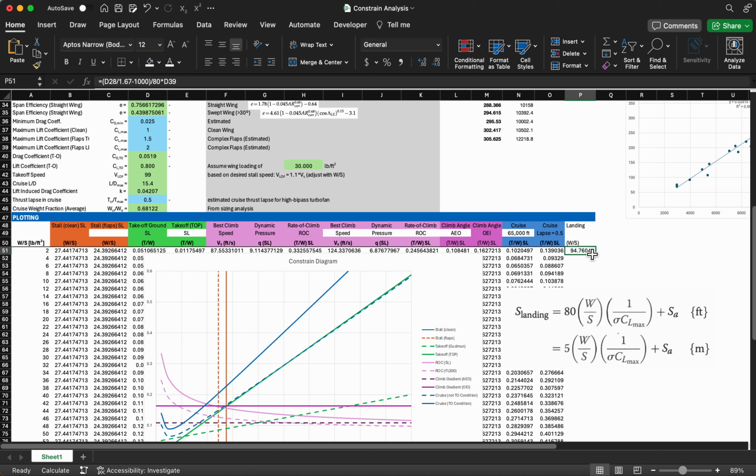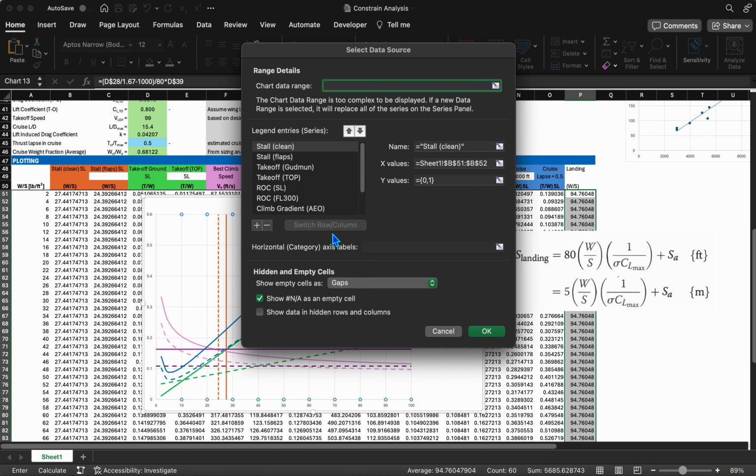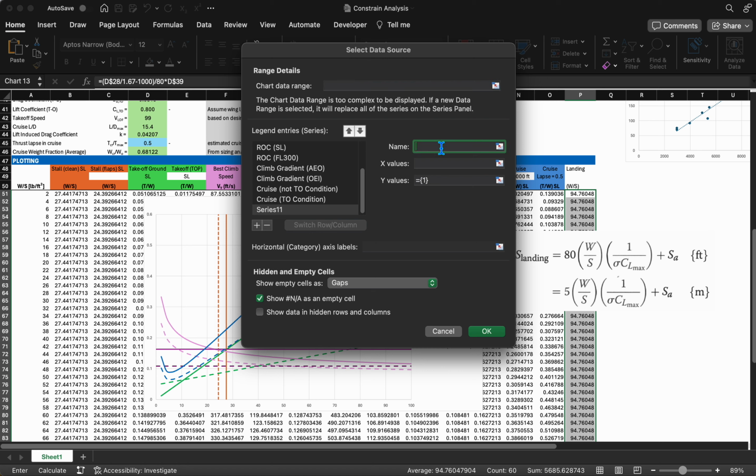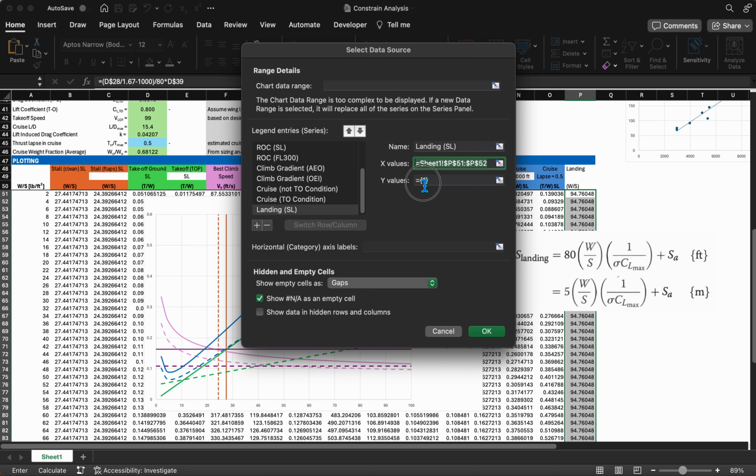So again, copy this down, but I'll just dollar out all the values so it doesn't change. And because we're plotting wing loading again, all we have to do is select 2 points. So we'll call this landing, and this is at sea level. X values are just going to be our 2 wing loading values, and our Y values are just going to be 0 and 1.